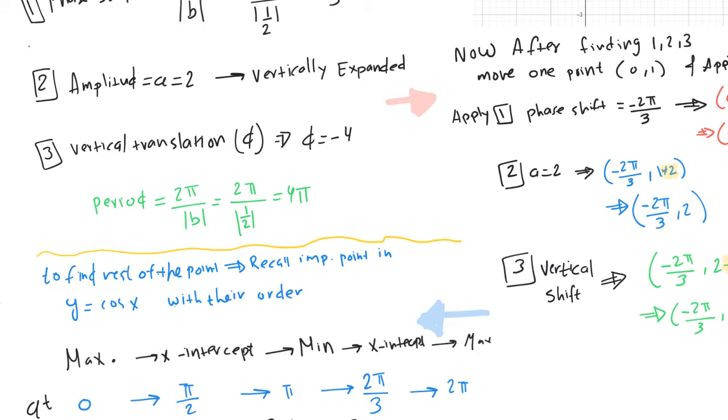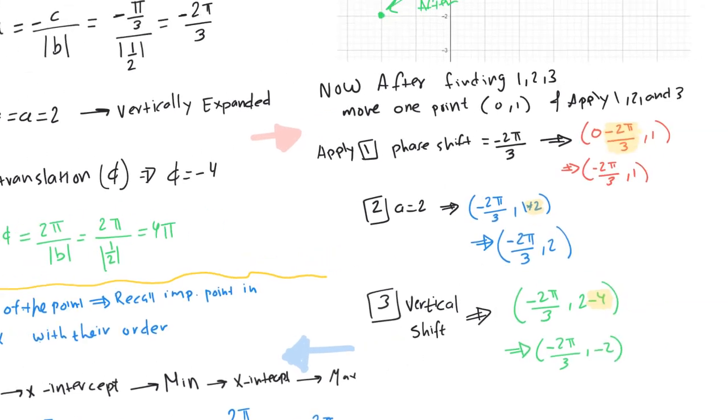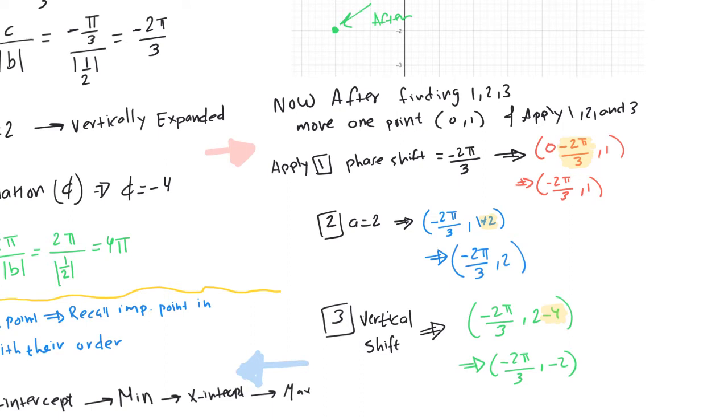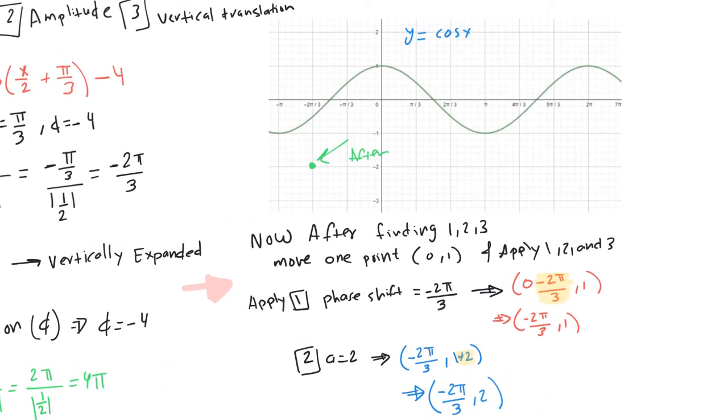Now, after finding those 3 main things to do before you do a translation, I'm going to apply them one by one using a point from the original function, which is y equals cosine x, without any translations. I use the first maximum point I see, which is at x equals 0, and of course its y value is 1. All right. Also recall that the period of this function is 2 pi.